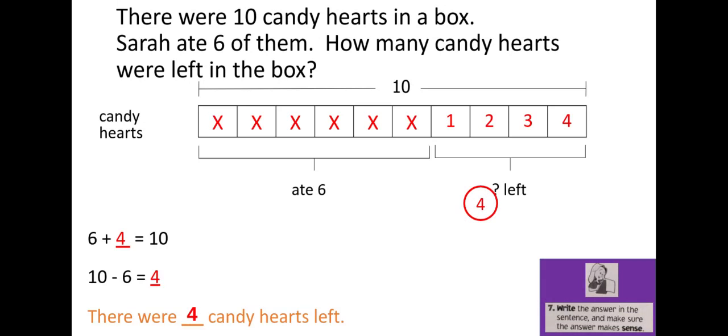So that is how you solve a model drawing problem. All you do is draw squares and either add on or cross off to solve your problem.